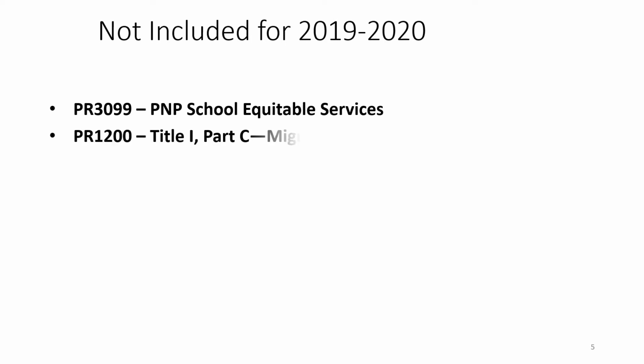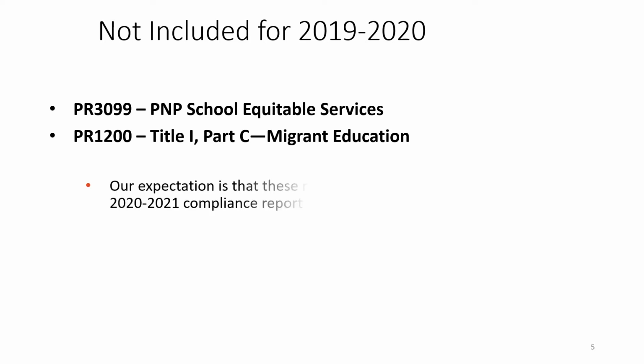We mentioned earlier that there will be some reports that are not included for the 2019-2020 data collection. The PR 3099 for private nonprofit school equitable services and the PR 1200 Title I Part C migrant education will not be collected for 2019-2020. Our expectation is that these reports will become active again for the 2020-2021 compliance report.